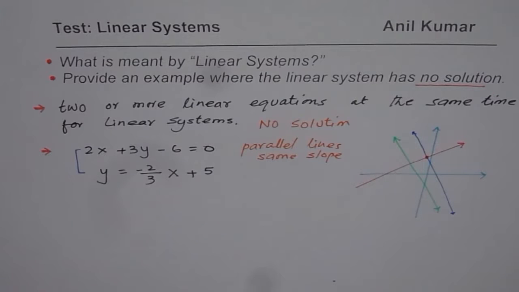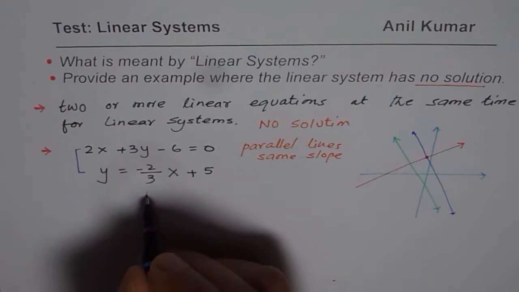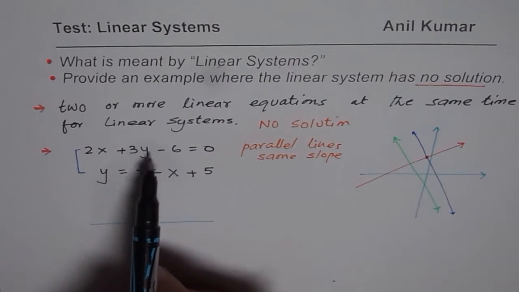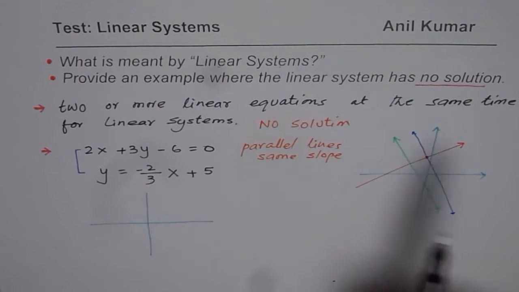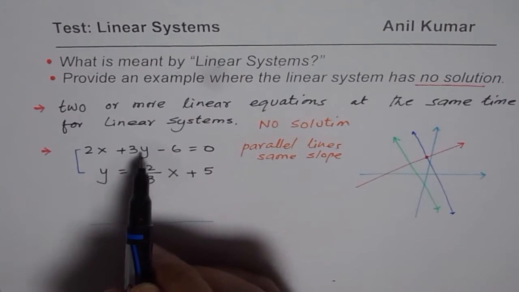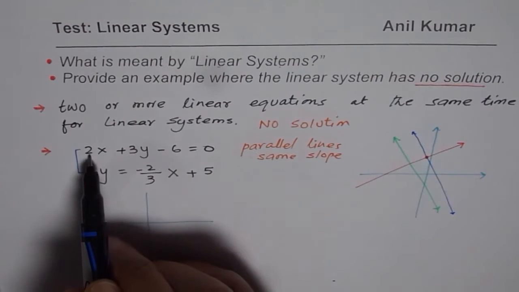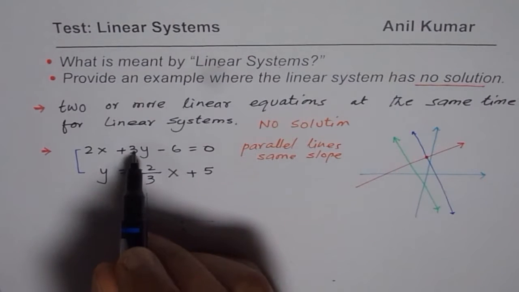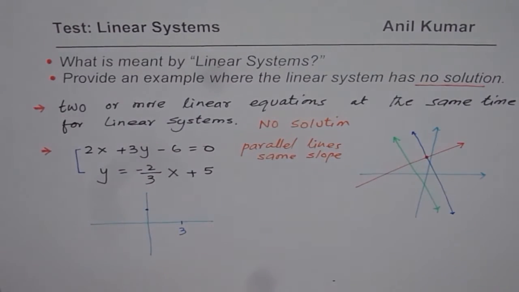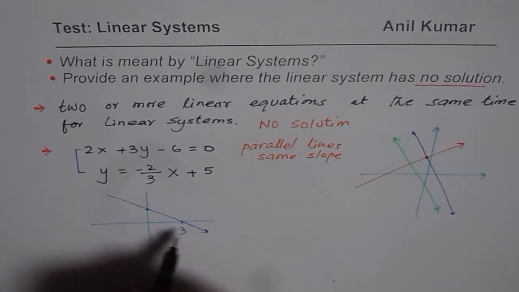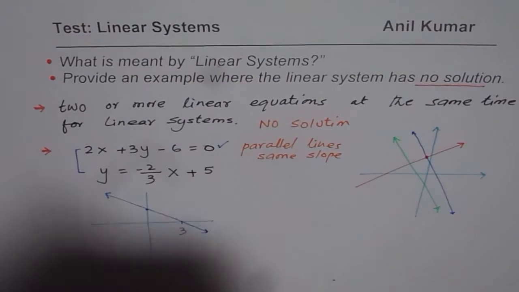Correct? So just to check, you can actually graph these lines. When you graph these lines, here we get a line which has x-intercept of 6 divided by 2, which is 3, and y-intercept of 6 divided by 3, which is 2. I'm just giving you a solution here. You need to verify on your own, right? So let us say this is the line represented by this particular equation.